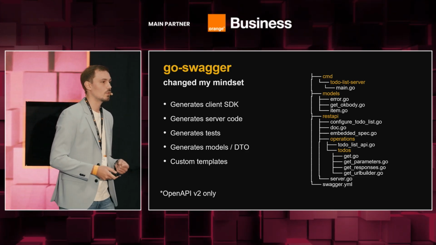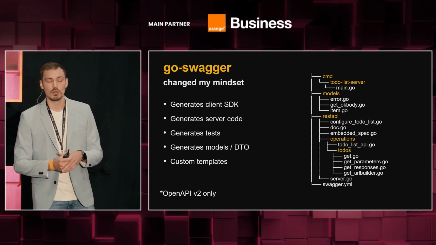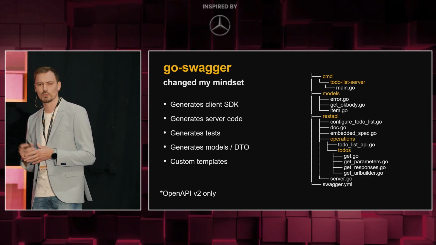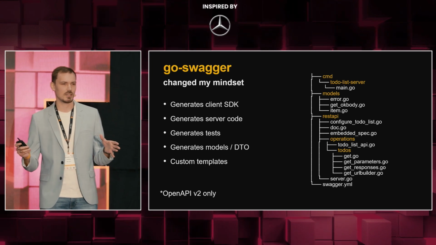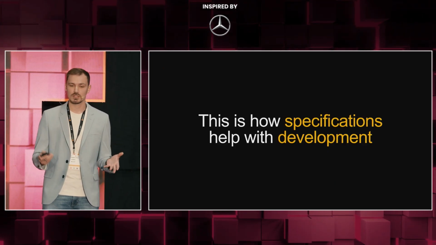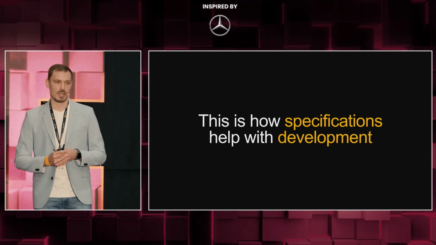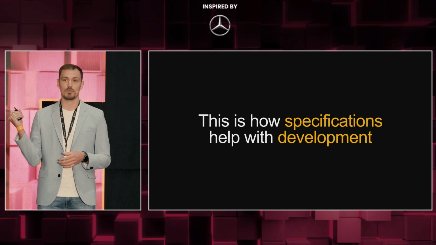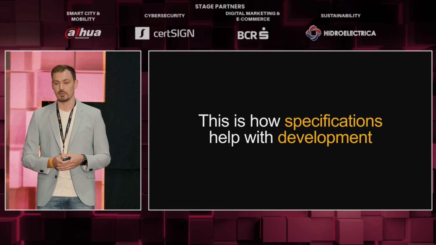The only problem was that it worked only with OpenAPI version 2, which is already deprecated, and now we have third version or 3.1.2, not sure. Anyway, it's not the best example, but it was something. So this is how specification actually helped with the development. It reduced my effort, I don't know how many times. But it was actually a successful experience.